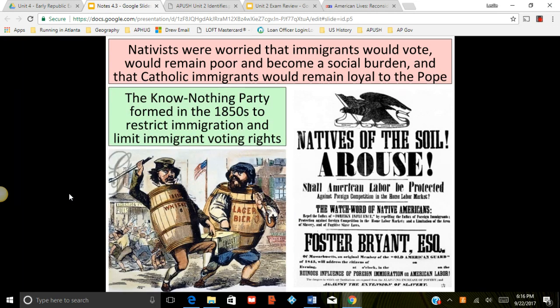So the Know Nothing Party formed in the 1850s to restrict immigration and limit voting rights. Now, the Know Nothing Party name does not mean that they believed they know nothing, but it was actually a secret party, and when people would ask them about it, they would say, "Oh, I know nothing about that party."